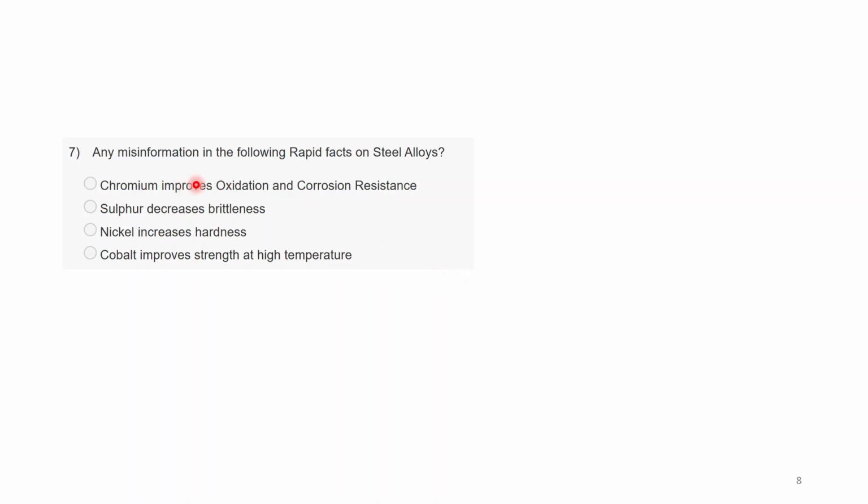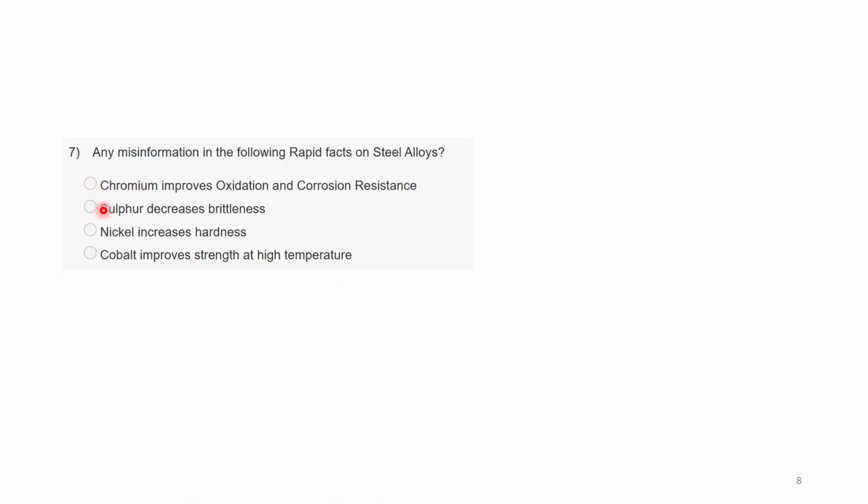Next: any misinformation in the following rapid facts on steel alloys? Your first option is that chromium improves oxidation and corrosion resistance. This one is correct, as you add chromium to your iron, it forms a chromium oxide layer, which is passive in nature. As we'll discuss the Pilling-Bedworth ratio, you will understand that chromium forms chromium oxide, and this layer doesn't flake off and remains adhered to the steel. This provides good oxidation and corrosion resistance to the steel.